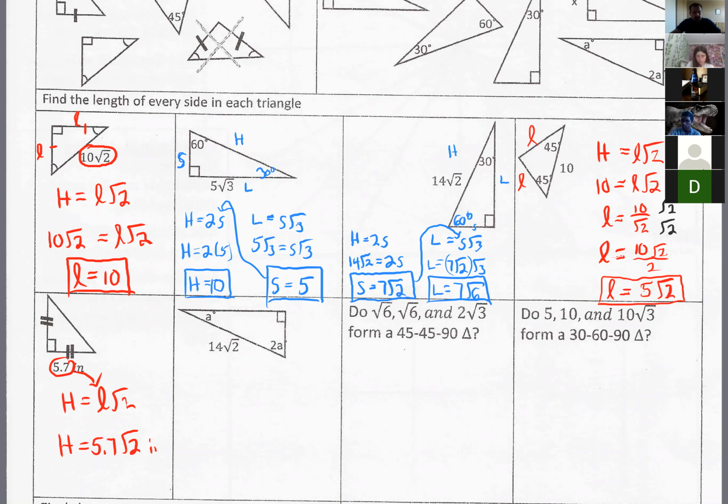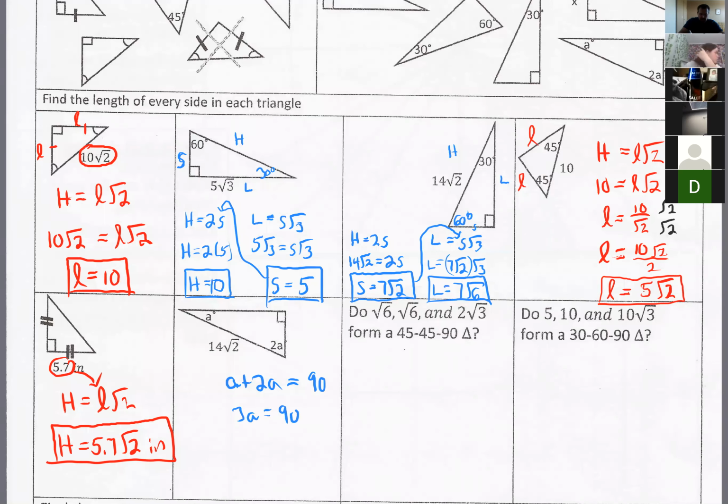Did someone tell me what kind of special right triangle the next one is? 30, 60, 90. Because for this one, I'm going to do blue. A plus 2A has to equal 90 because it's a right triangle, so the two acute angles have to add up to 90. So then 3A equals 90. So that means A equals 30. So if this angle is 30, this one is 2 times 30, which is 60.